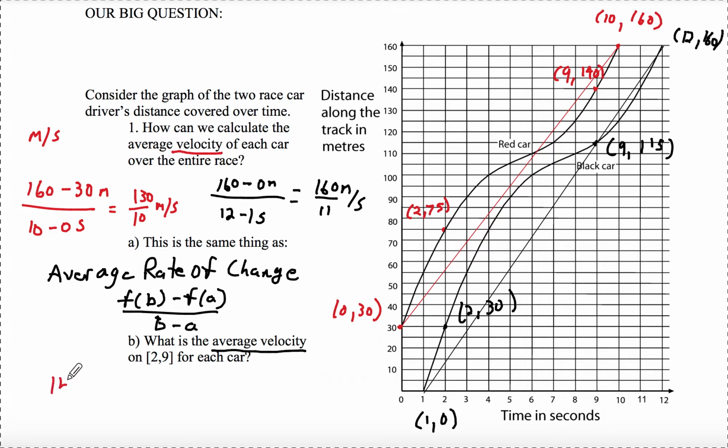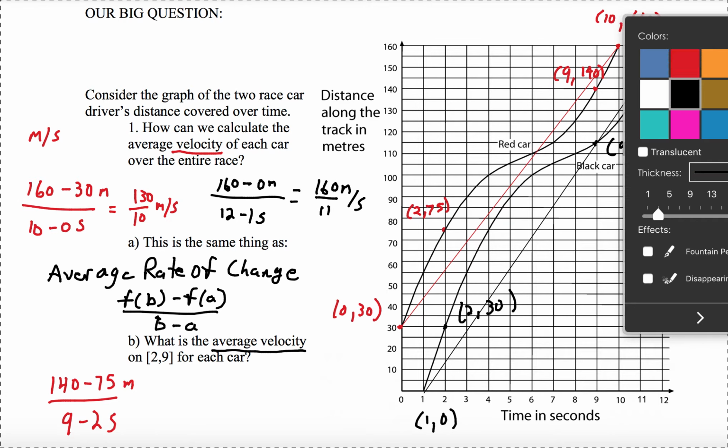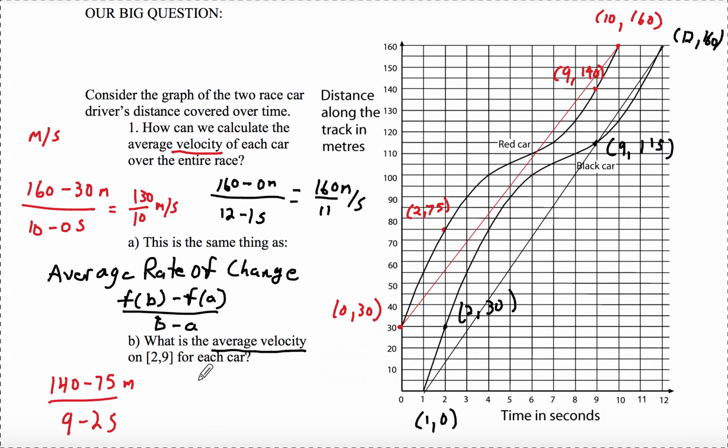And we can find those average rates of change. Again, we won't simplify, but for the red car, that'd be 140 minus 75 meters over 9 minus 2 seconds, whatever that comes out to be. And for our black car, it'd be 115 minus 30 meters over 9 minus 2 seconds. And again, we don't need to simplify. If you're the kind of person who's really bothered by that, you can. But the point of not simplifying is that we don't accidentally make numerical errors. But if you want to, you could say this is 85/7 meters per second. And that would be equivalent, right? All right.